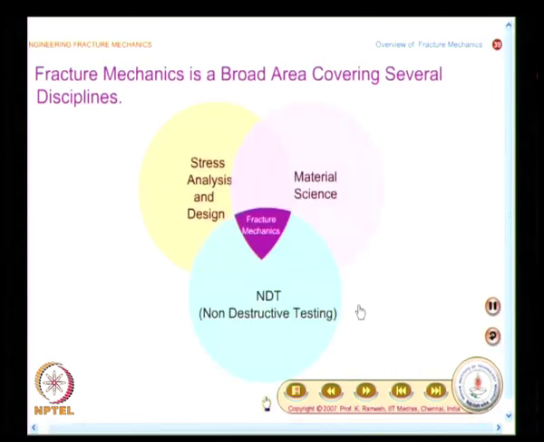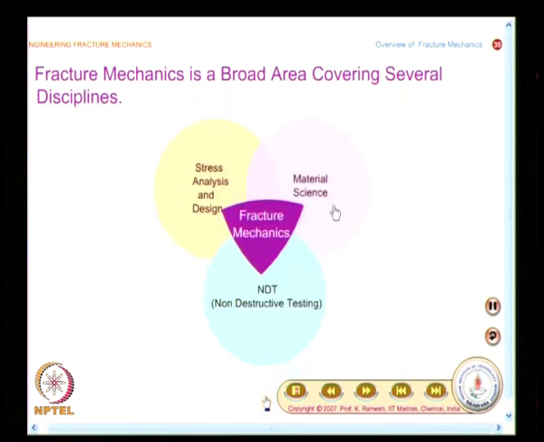In this we have already noticed that fracture mechanics is a broad area covering several disciplines: material science, non-destructive testing, stress analysis and design, and we would see one after another what you will learn in each of these aspects. The material science covers fracture, whether it is a cleavage fracture or a ductile fracture, the fracture process, and also measurement of fracture toughness. These three aspects come under the topic of material science.